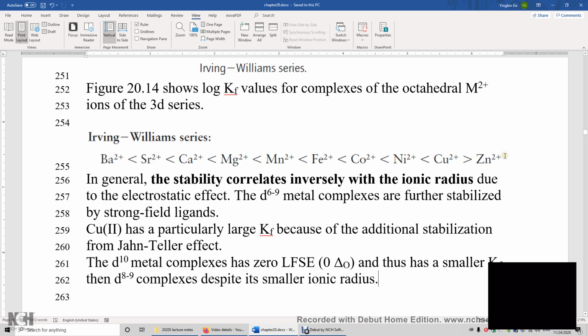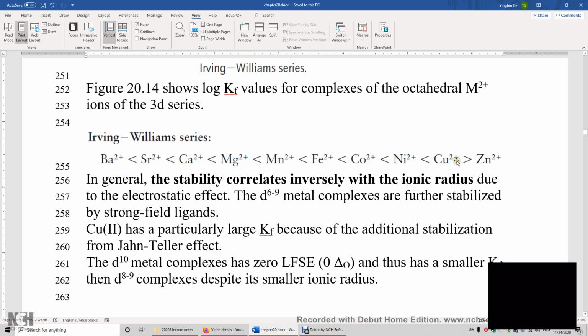This is only because zinc 2+, although with a very small ionic radius, does not have any LFSE. It does not have any Jahn-Teller effect. That's why the formation constant of zinc 2+ is going to be smaller than copper 2+, or even smaller than nickel 2+. In a copper 2+ transition metal complex, you need to realize that there are 3 electrons in the high energy eg orbitals. Okay, 3 electrons in the higher energy eg orbitals. In nickel 2+, there are only 2 electrons that occupy the higher energy eg orbitals.